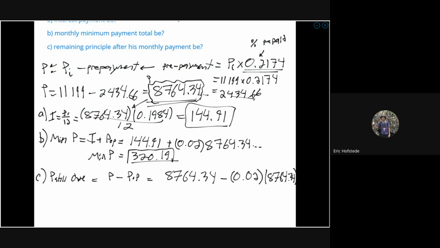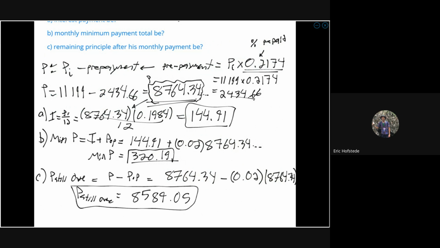8764.34. If you get tired of rewriting that number, all right, you could just store it in your calculator. You could do this in 2 steps, and now you have the payment off principal to subtract. Lots of ways to make your life easier. All right, here, the outstanding balance, the amount of principal I still owe is going to be $8,589.05.